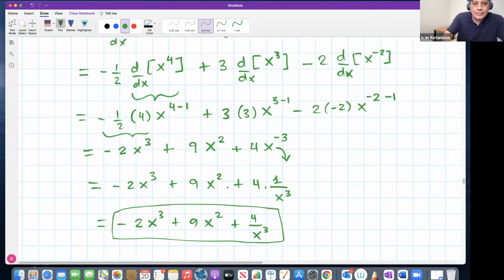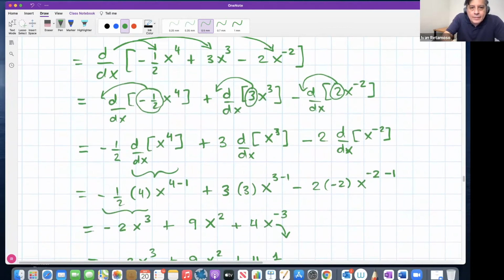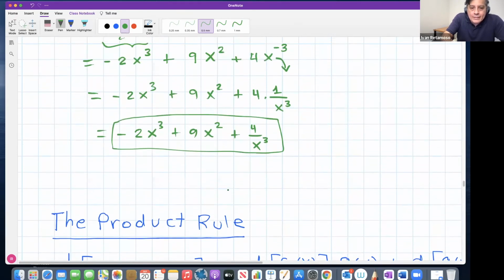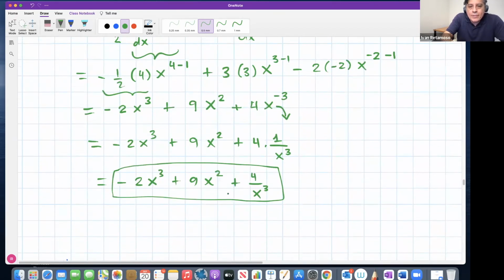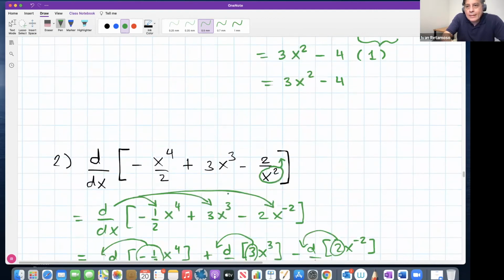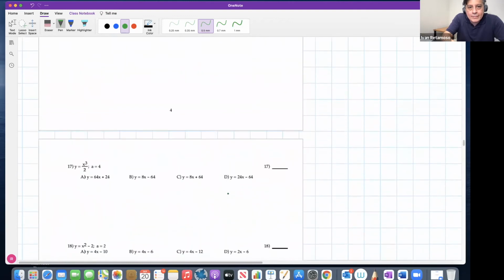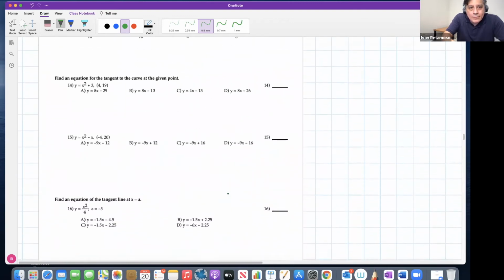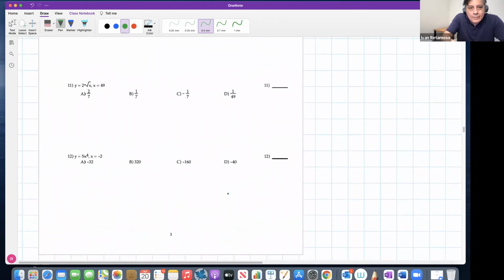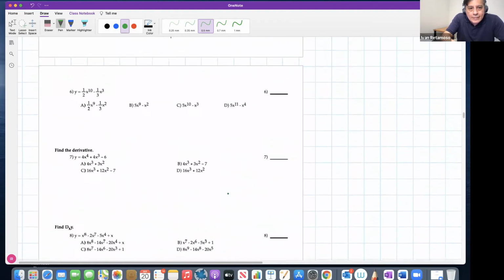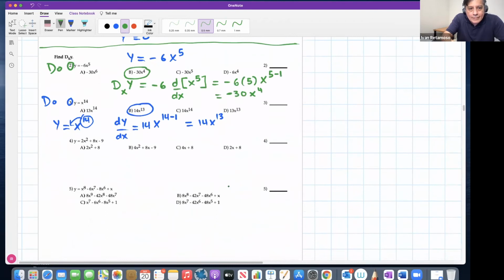Very good, excellent. Now, time for you to practice, right? Before we go into the product rule and the quotient rule, time for us to practice. Let's practice as much as we can, guys. This is a very important tool for you taking derivatives of these polynomial functions. All right, so let's start with this. Can you try this one?